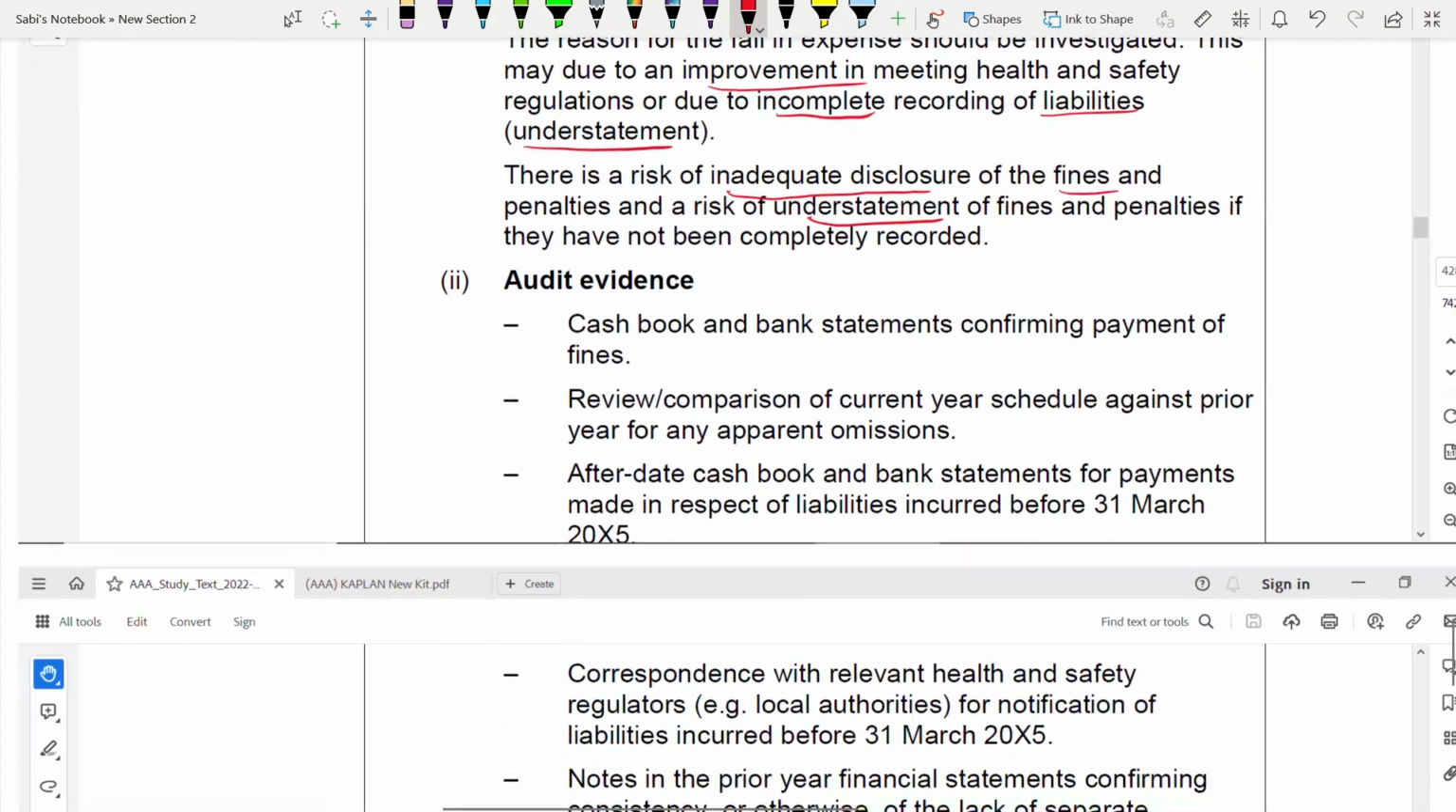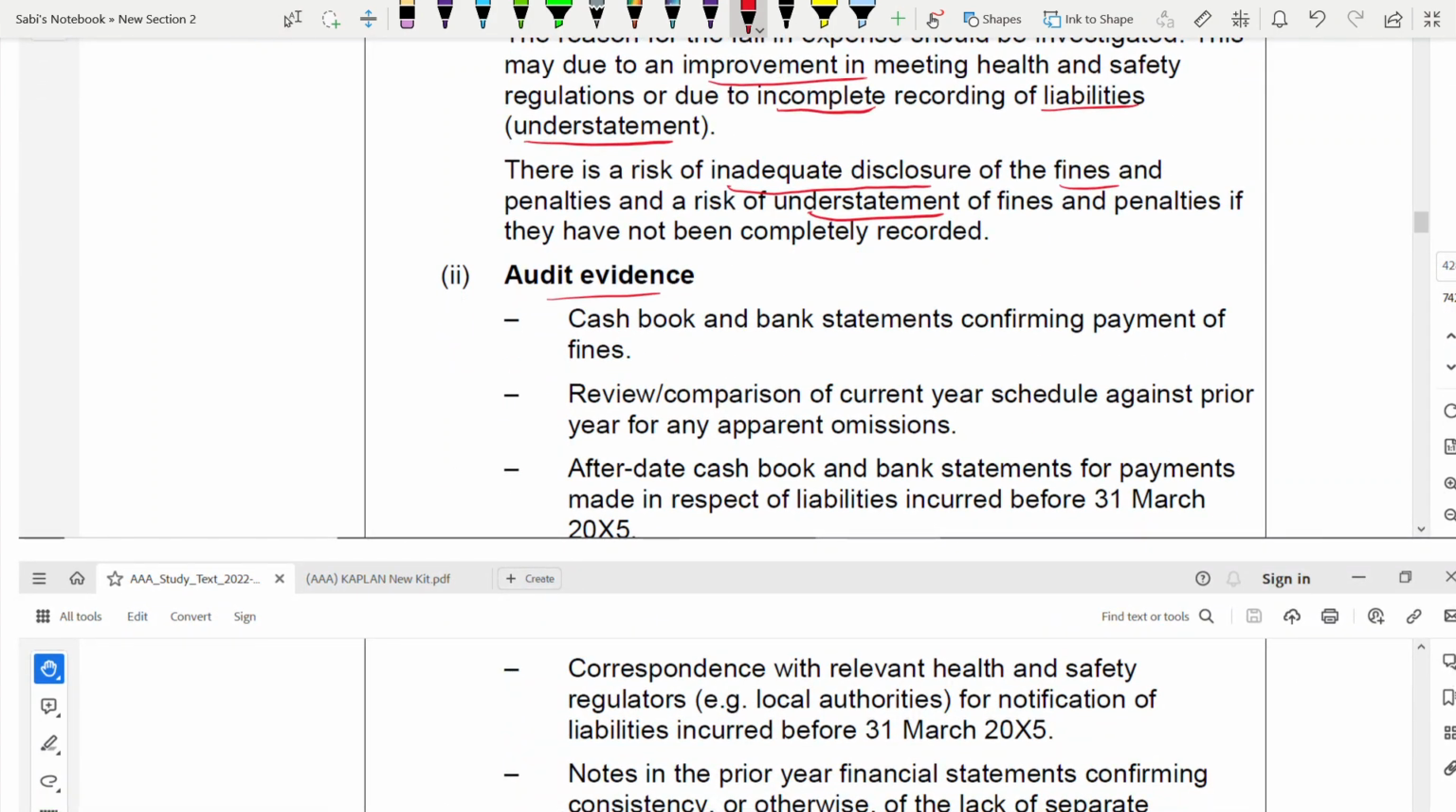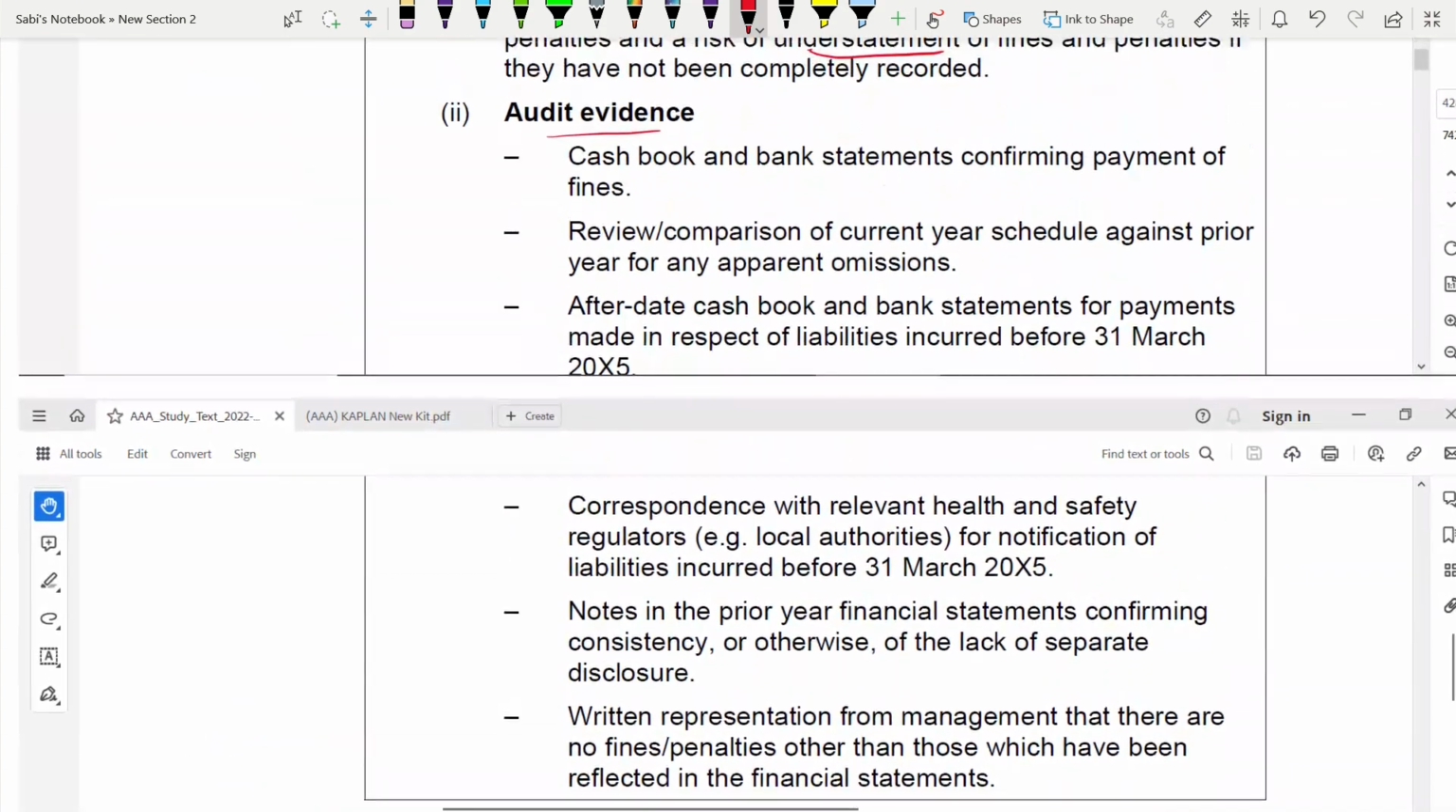Now, audit evidence relating to this. There are 5. Whenever it is about some payment, immediately what should come to your mind is the cash book, bank statement and cash book for payment to confirm the payment of that thing. In this case, it's fine. This is very easy. Second thing you might want to do is compare this with the previous year. Whenever you need to check whether something is consistent or not, you have to review or compare with the previous year. Why? Whether something has been omitted or not. Omission.